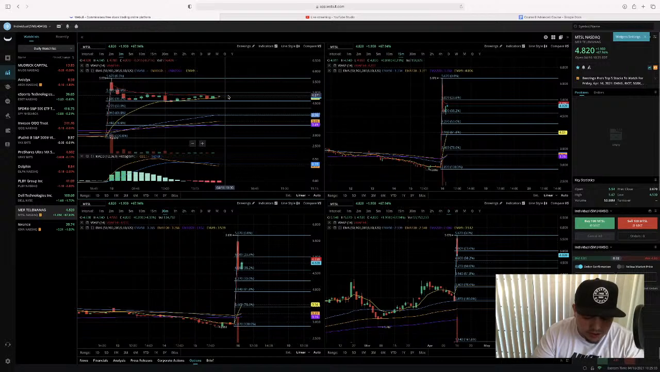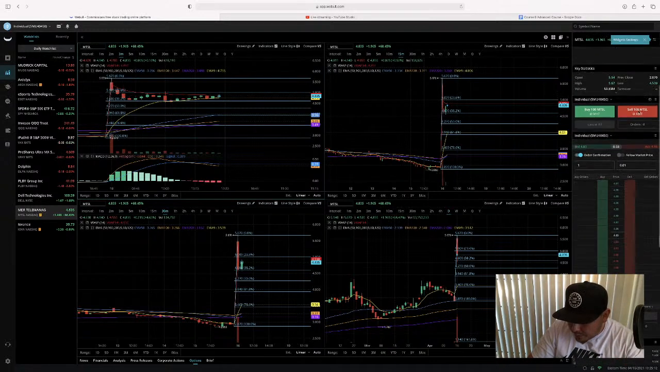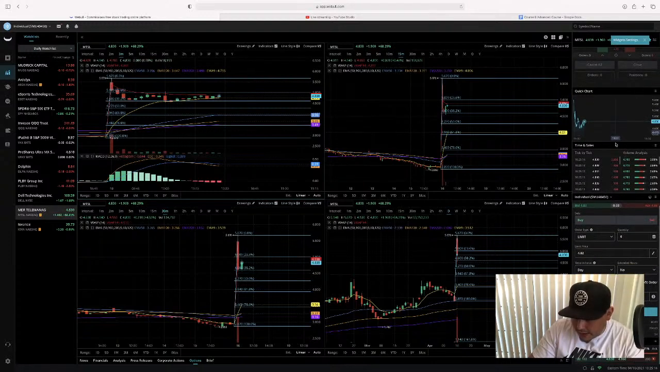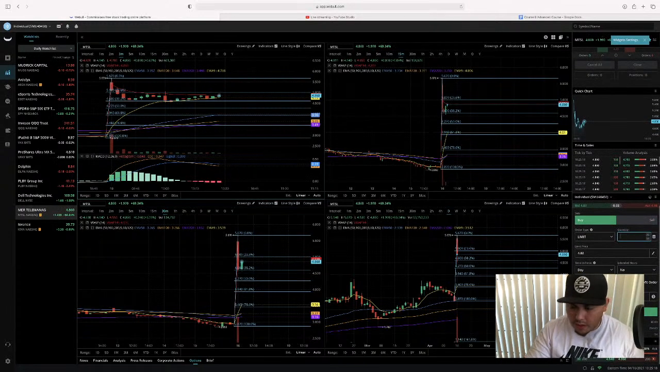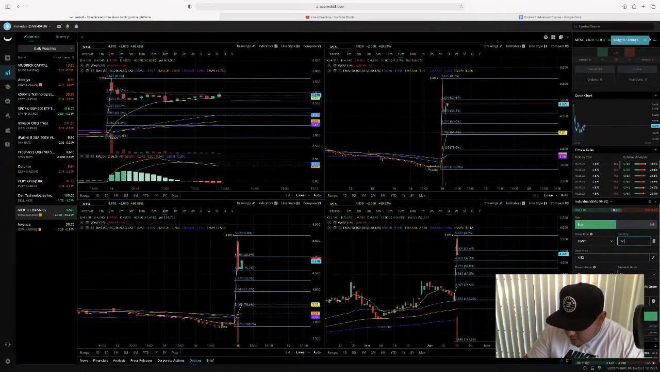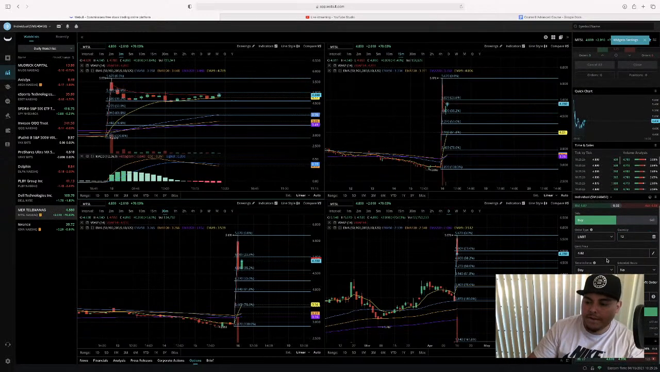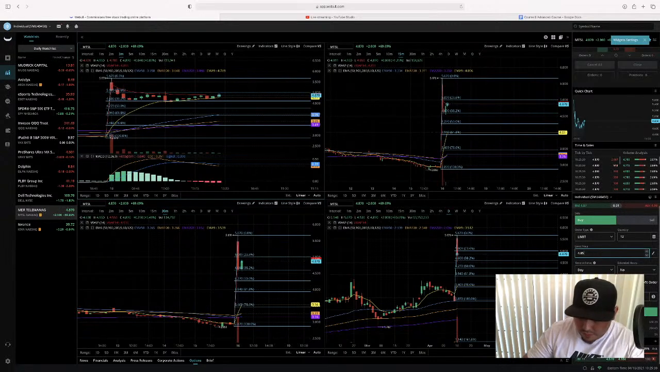I'm going to go with a small position though, because if it's a low probability, I'm going to go with a small position in MTSL. I don't want to get caught at the falling knife. So we're just going to do a couple shares. Do 12 shares. That's about 485. Place the order.